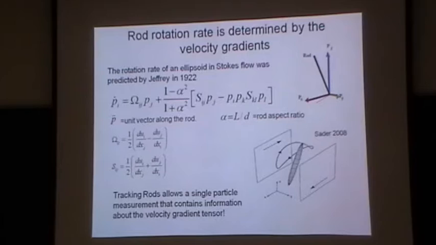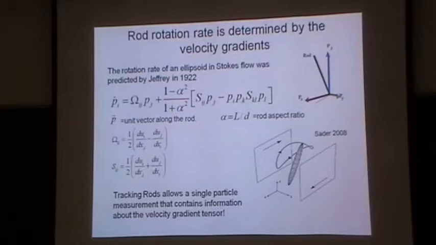So this is also an old problem. Jeffery in 1922 had already worked out how to relate the rotation rate of a rod to the anti-symmetric part of the velocity gradient tensor, the vorticity tensor, and to the symmetric part, the strain tensor, Sij. And so you do a little bit of tensor analysis. This alpha is the aspect ratio of the rods. So if we know the rotation rate, we don't know the velocity gradients, but we know something about the velocity gradients. And one of the things we're working on is what exactly can we conclude about the velocity gradients from measurements of the rotation rate of the rods.